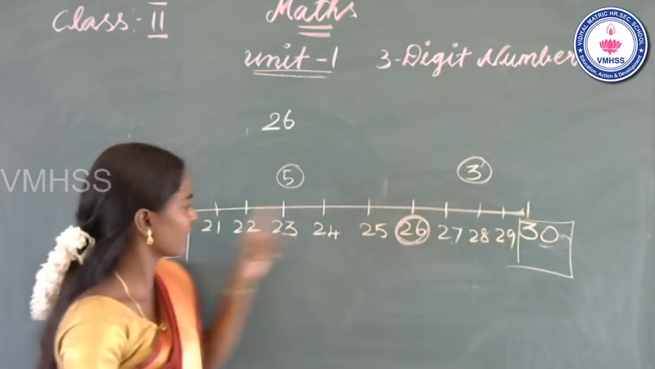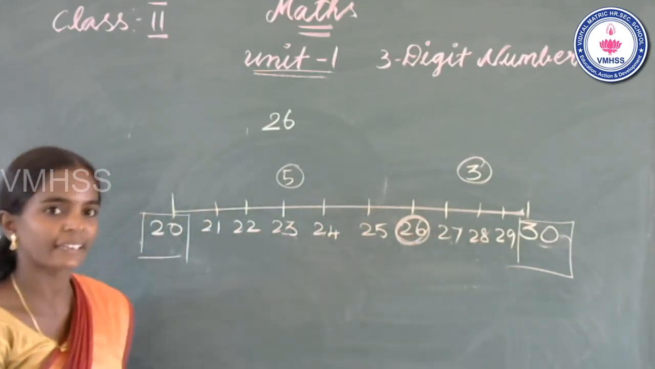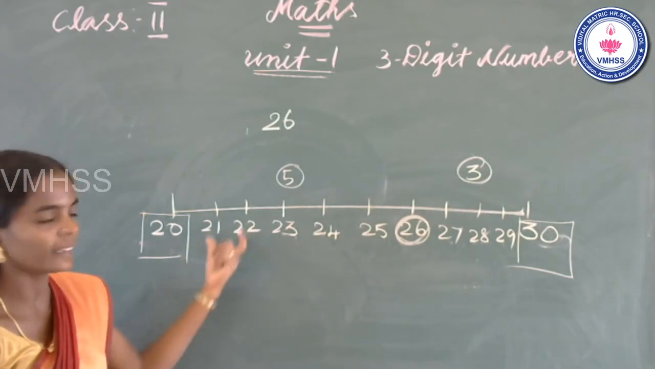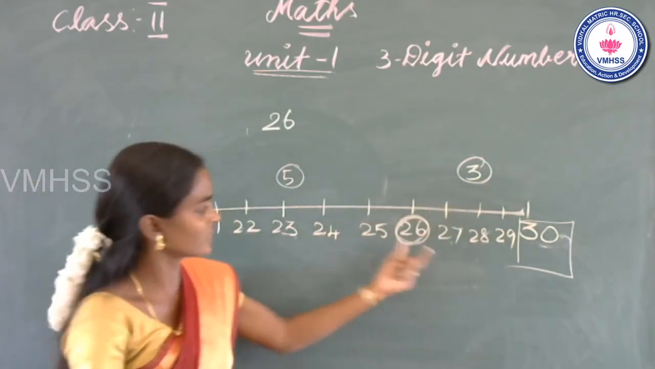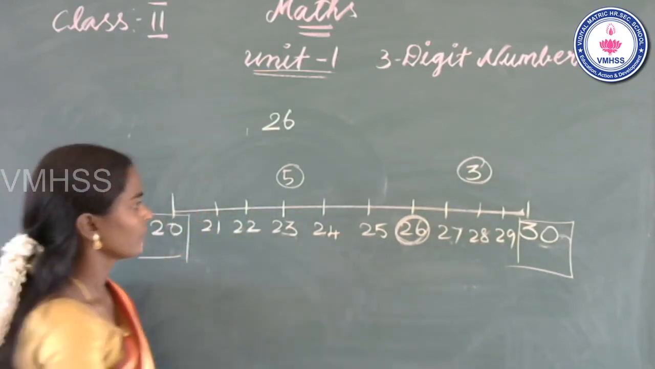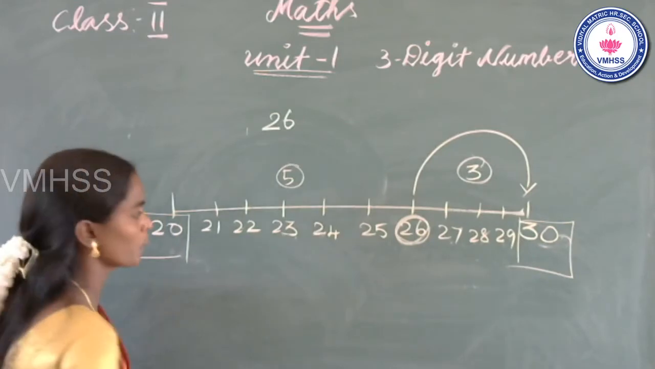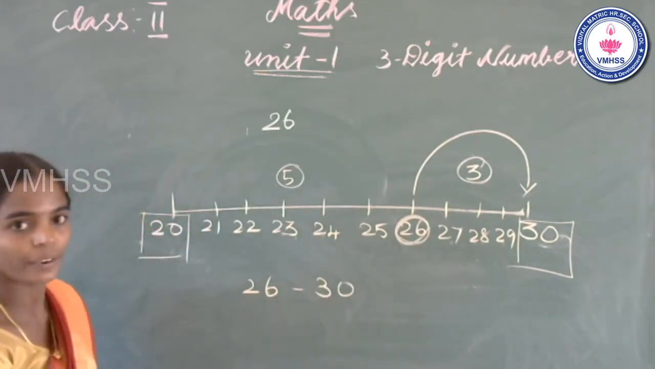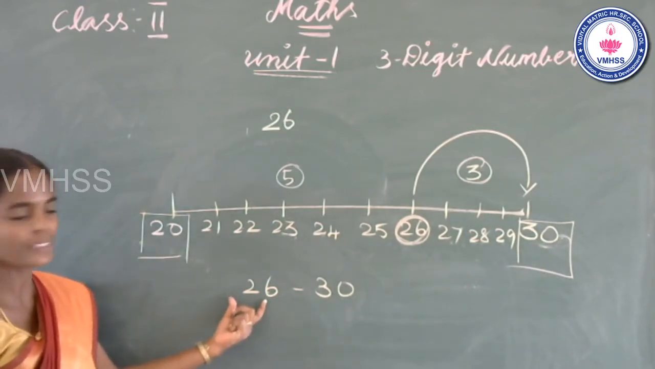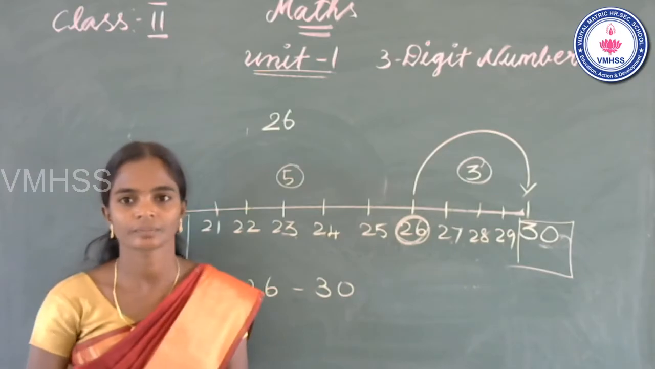So which is the nearest 10, 20 or 30? This side 5 numbers, this side 3 numbers. So which is the nearest 10? Very good, 30. So 26's nearest 10 is 30. Okay children, look at the slide.